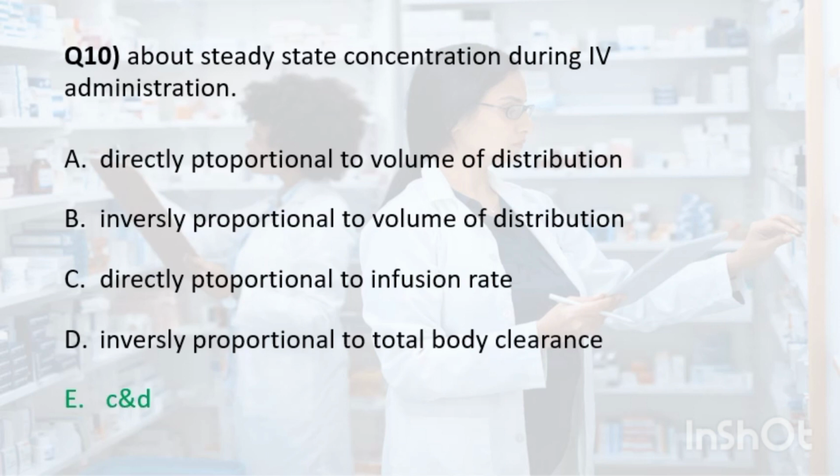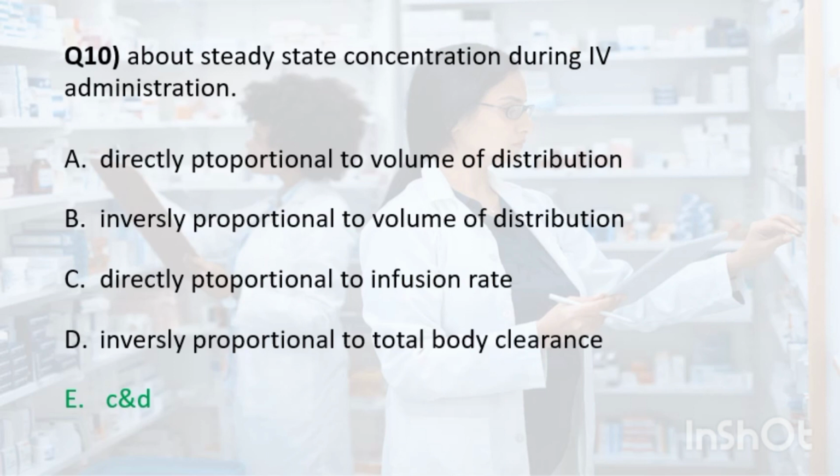Why? The steady state concentration refers to the point at which the rate of drug administration is balanced by the rate of drug elimination, resulting in a constant drug concentration in the body. During IV administration, the steady state concentration is directly proportional to the infusion rate and inversely proportional to the total body clearance. The volume of distribution is not directly related to the steady state concentration during IV administration. Volume of distribution is a pharmacokinetic parameter that relates the amount of drug in the body to the concentration of the drug in the plasma.